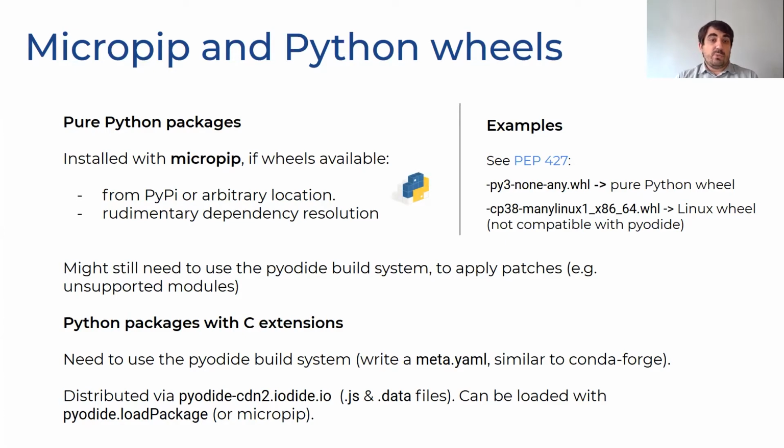So for C extensions, we don't really have much choice. We just include them in the Pyodide build system, and we have to write essentially a build configuration file similar to what you would do for conda-forge. And then finally, those packages are built. So we have a JS file and data file. Those are distributed via our specific channel, and you can load them either with loadPackage or micropip.